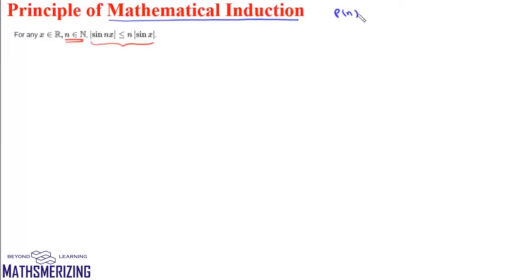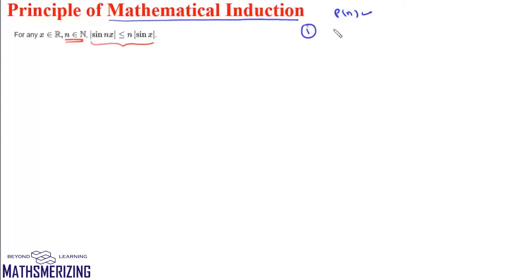In some cases, it may also start from 0, it may start from 3. So depending on the question, it'll start from some number and then gradually it'll be an increment of 1. So we'll need to prove this statement Pn. Now proof by induction consists of two steps.